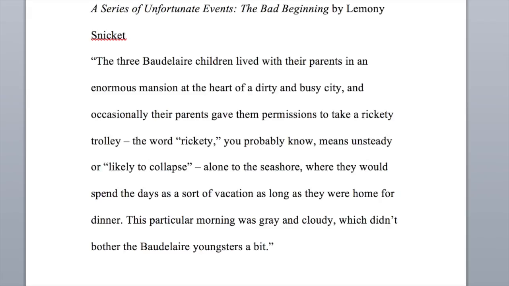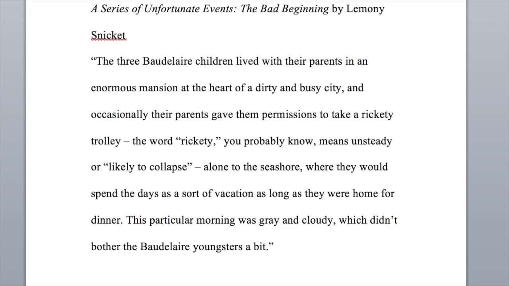Our next example is A Series of Unfortunate Events, The Bad Beginning by Lemony Snicket. The three Baudelaire children lived with their parents in an enormous mansion at the heart of a dirty and busy city, and occasionally their parents gave them permission to take a rickety trolley. The word rickety, you probably know, means unsteady or likely to collapse, alone to the seashore, where they would spend the days as a sort of vacation as long as they were home for dinner. This particular morning was gray and cloudy, which didn't bother the Baudelaire youngsters a bit.